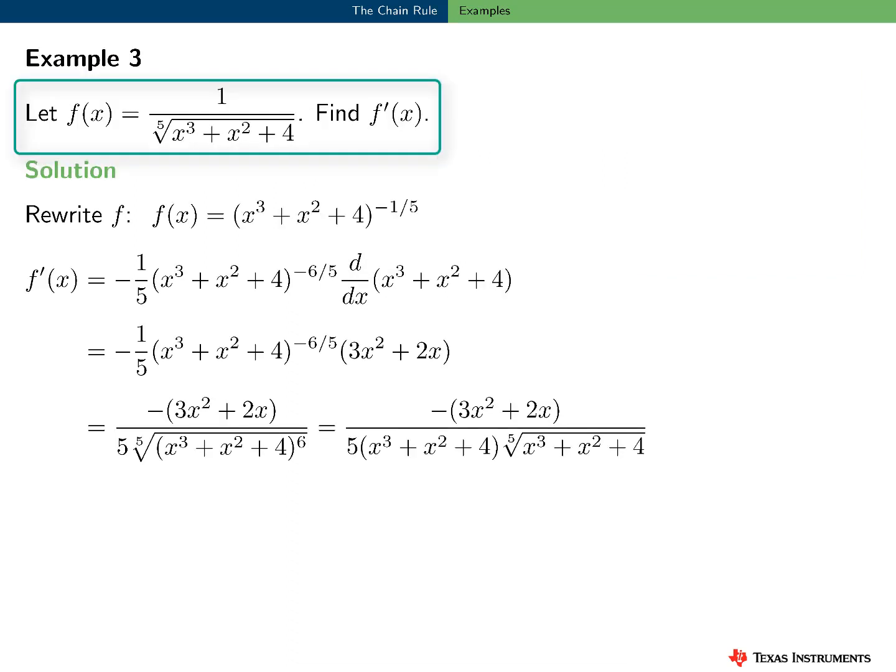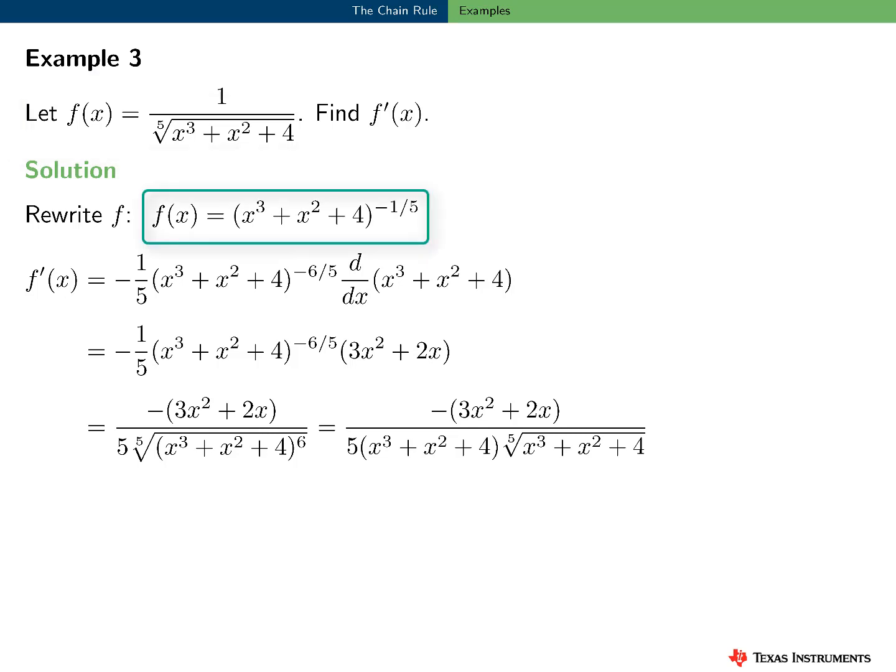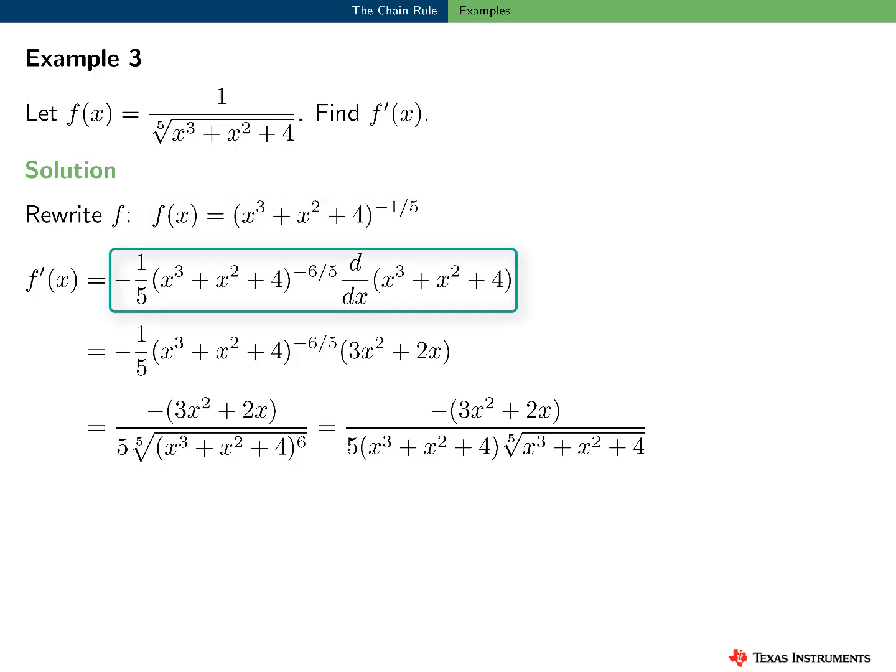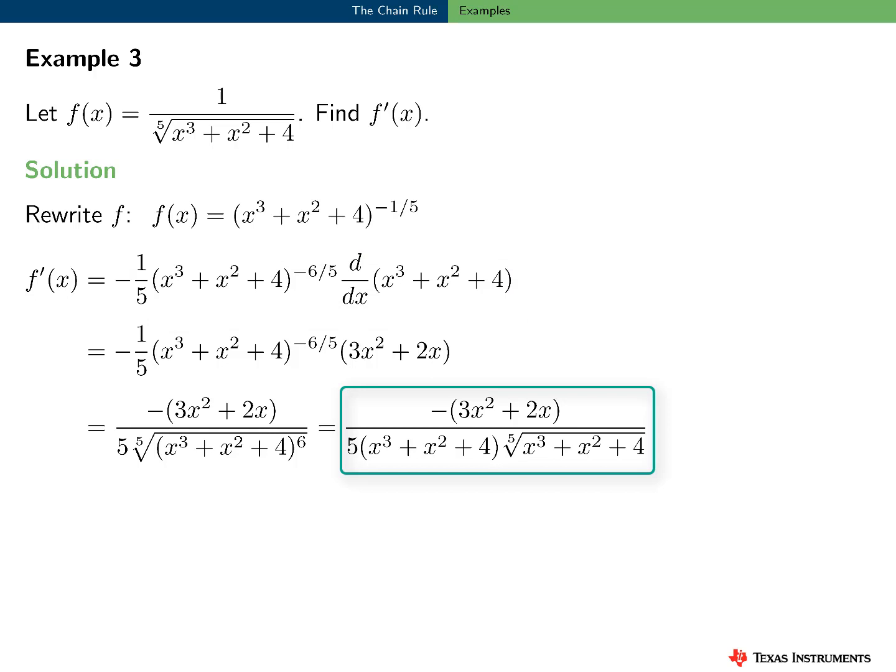Here's an example of the power rule and the chain rule. Suppose f is a function whose definition is given by this expression. Let's see if we can find f prime of x. We first need to recognize that the function f can be written as a power function, and then we simply apply the chain rule. The derivative of f is the derivative of the outer function evaluated at the inner function times the derivative of the inner function. And then I just did a little bit of simplification to arrive at this final answer.